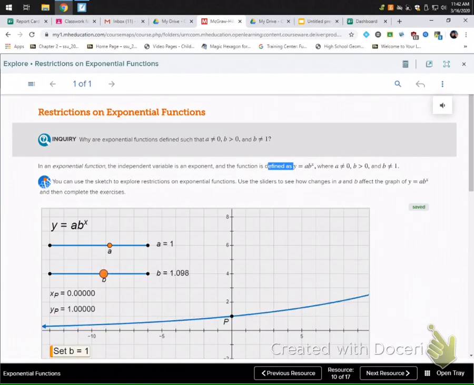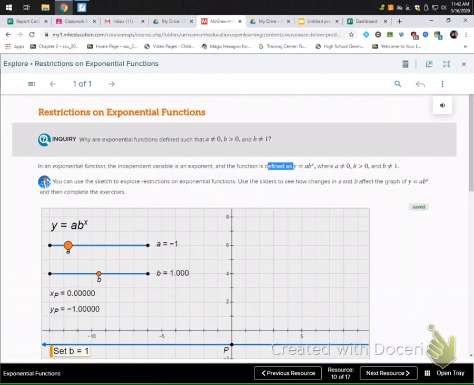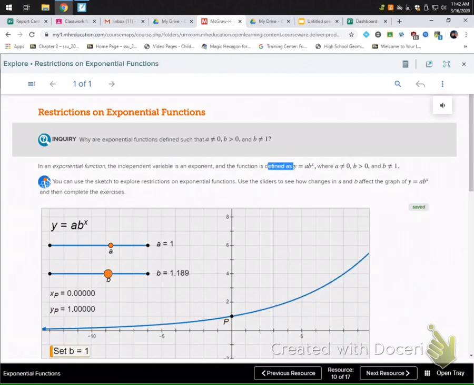And see, if b is just at 1 and a gets bigger, there's no change. It's just a line moving around, right? But if my a gets bigger and my b is greater than 1, it's growing. Look at that. It's getting steeper and steeper. The bigger the number, the steeper the graph gets.